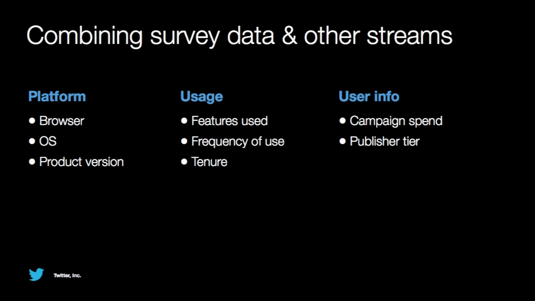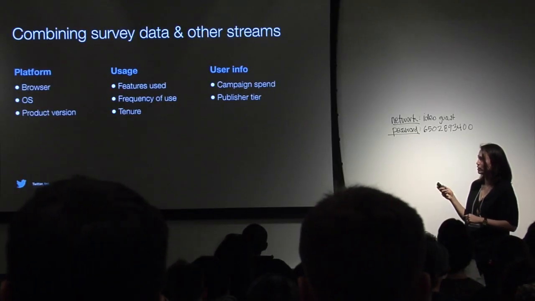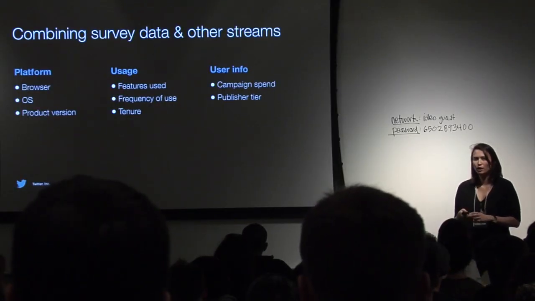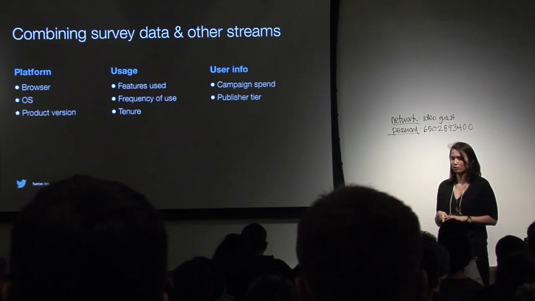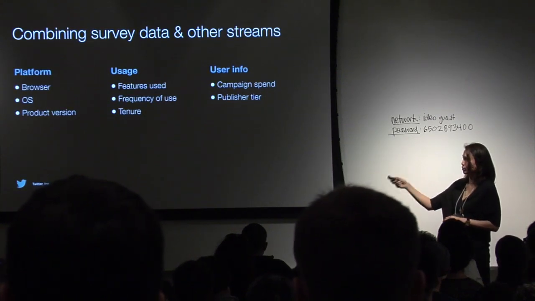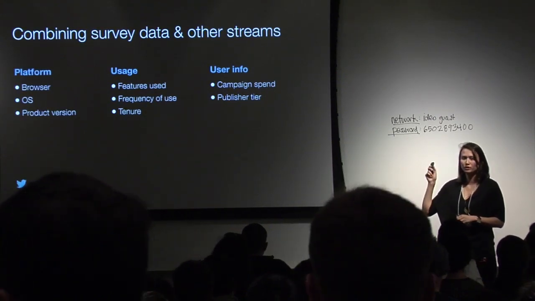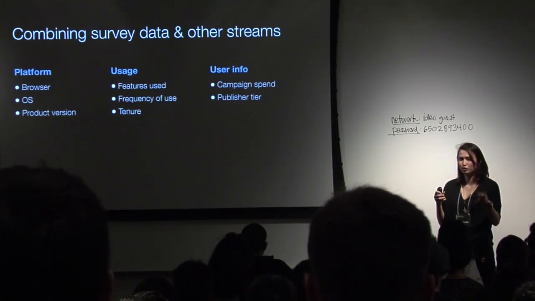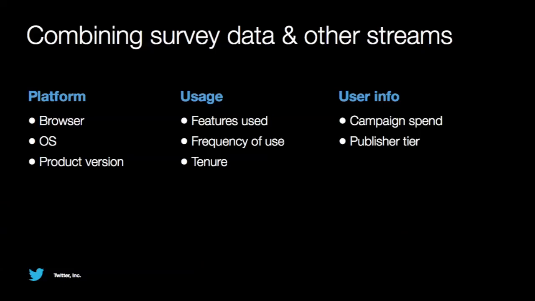So the last thing I want to touch on is combining survey data and other streams of data. So these are just some other types of data that I've identified that you can tie into survey data. So platform data, such as the browser or the OS or the product version. Some survey platforms will actually track browser and OS on their own. So you can cut your survey data by Android or iPhone or web versus mobile, and you can see, hey, are my mobile users happier than my web users?